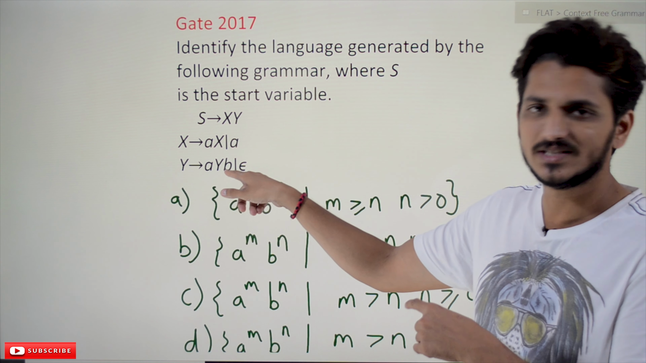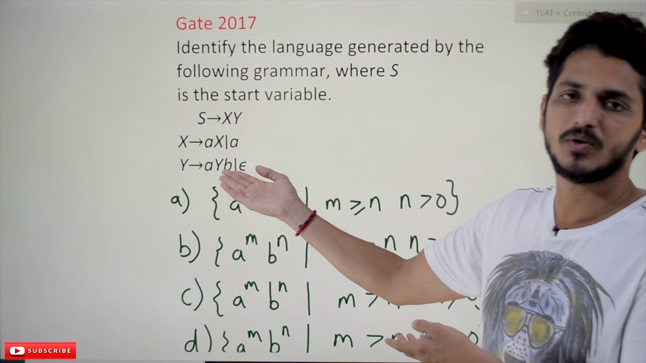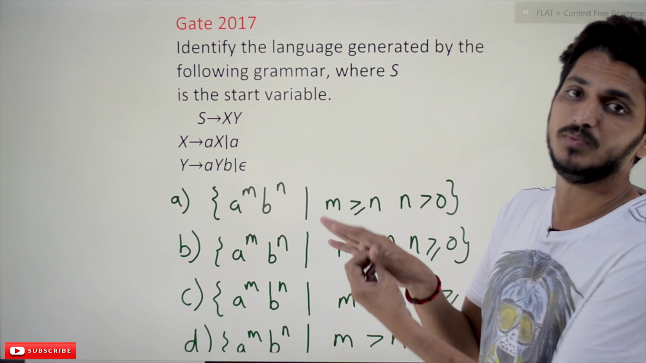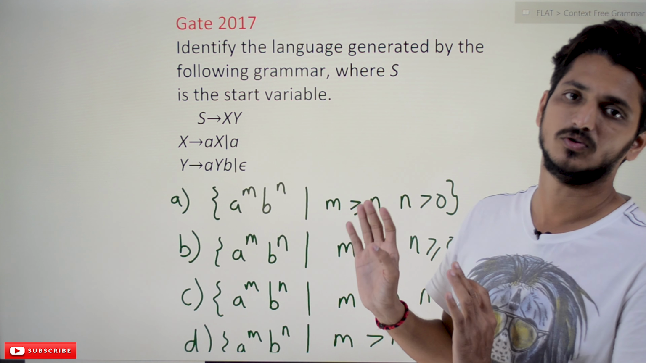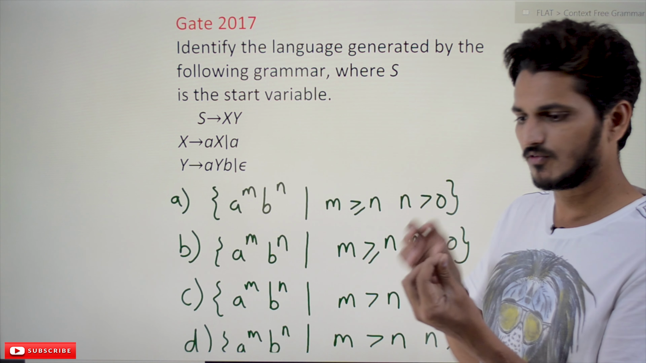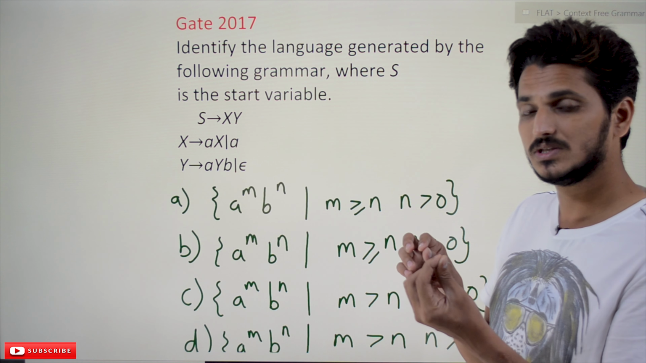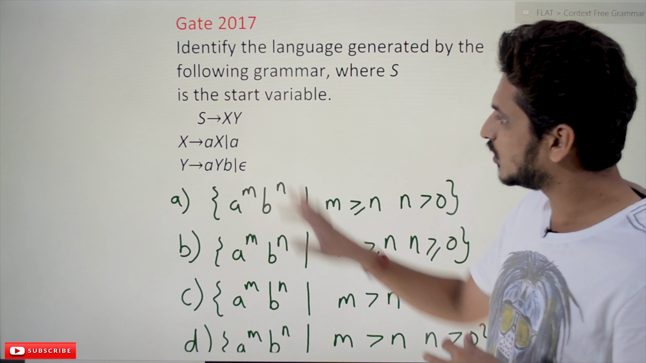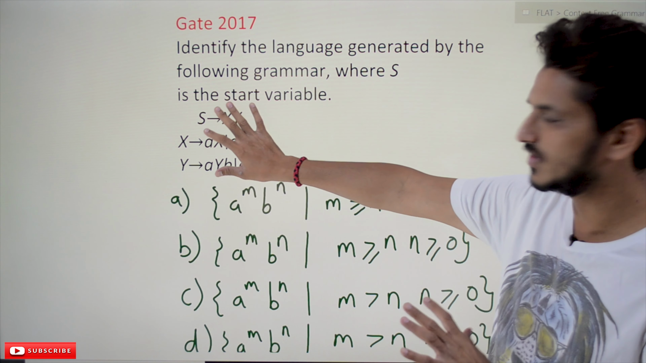We have done so many examples. This is a power n, b power n: a is followed by an equal number of b's. We can stop y using epsilon also. Means a single a is accepted, and a single a followed by a's followed by an equal number of b's is accepted. So this is what the context free grammar says.